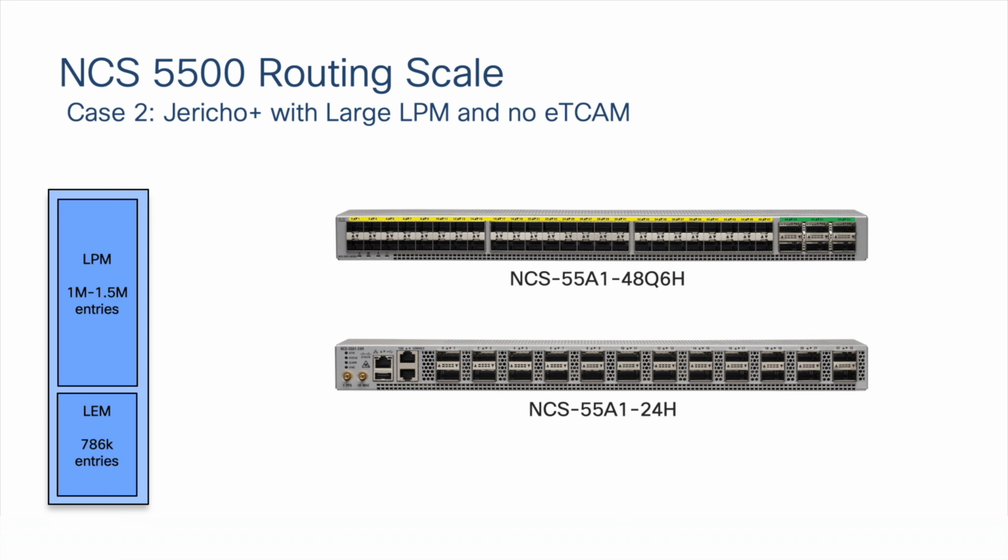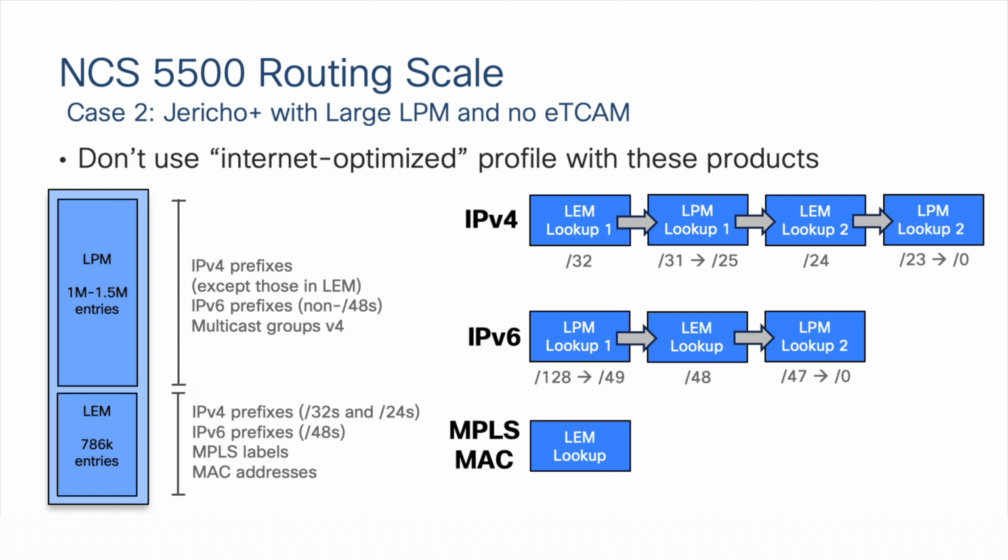For the second use case, I will consider a Jericho Plus without eTCAM, but with large LPM. Today, only 2 fixed systems are equipped with these NPUs, the 55A1-24H and the 48Q6H. If you consider an IPv4 capacity of 1.5 million prefixes in LPM, added to the 768,000 routes in LEM, we can handle internet with no issues. The same recommendation applies now. Don't use an Internet Optimized mode, since the LPM is twice the size of LEM, and no longer the opposite.